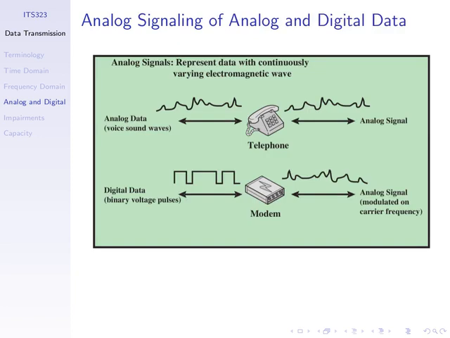So some examples now, how do we combine them? We've got analog data and digital data, two different types, and we can have analog signals or digital signals. So we've got four different combinations. We want to transmit our data as signals. What can we do?